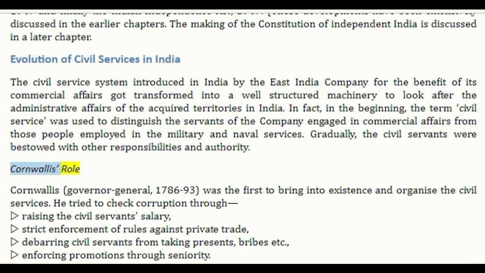Cornwallis' role. Cornwallis, Governor-General, 1786 to 1793, was the first to bring into existence and organize the civil services. He tried to check corruption through raising the civil servants' salary, strict enforcement of rules against private trade, debarring civil servants from taking presents, bribes, etc., enforcing promotions through seniority.